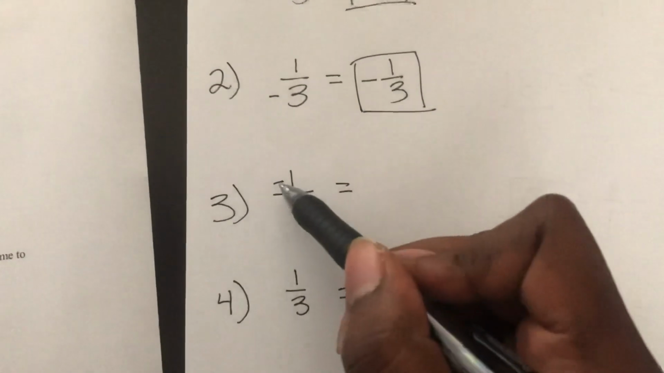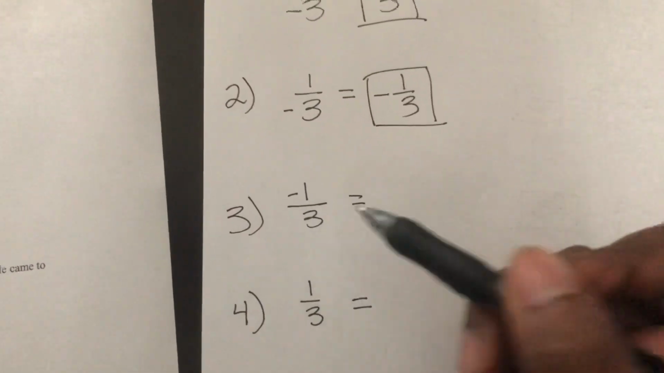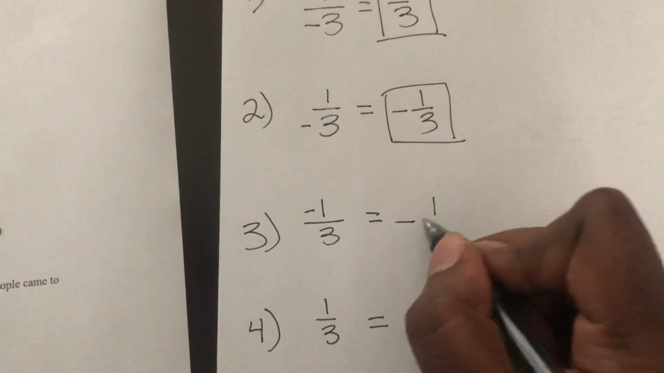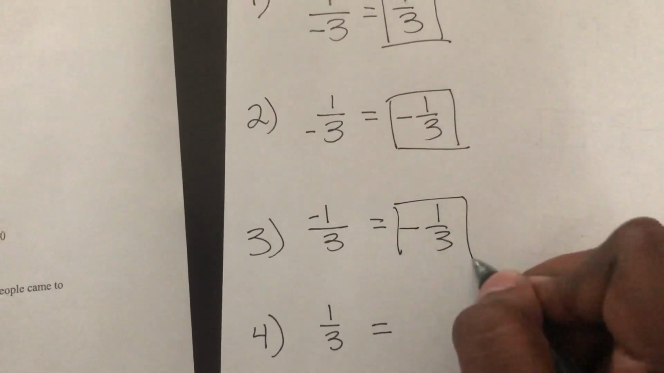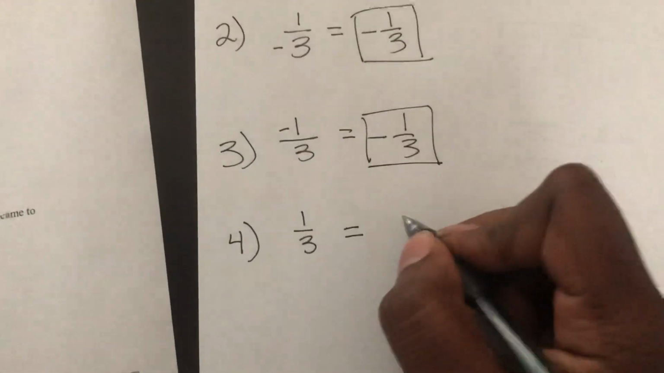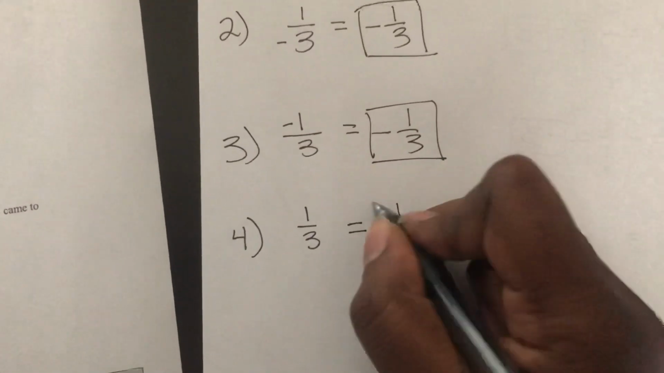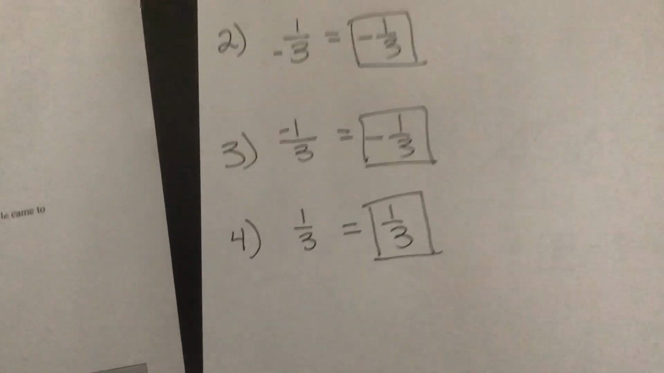Same thing with this one. We've got a negative divided by a positive. That means our fraction has to be a negative. And then, of course, the same old easy one. A positive and a positive just equal a positive.